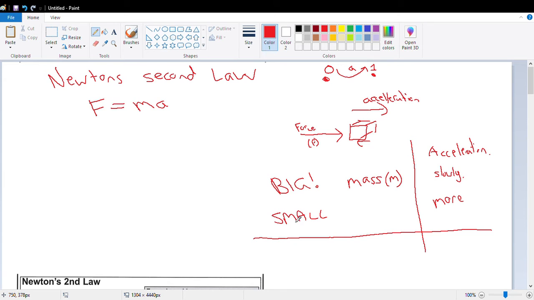I can apply this logic across to varying the amount of force. So I've got my block. I want to think about what happens if I apply a large amount of force, or a large push. If I push the object really hard, it's receiving a lot of force, which is going to cause it to accelerate quickly.